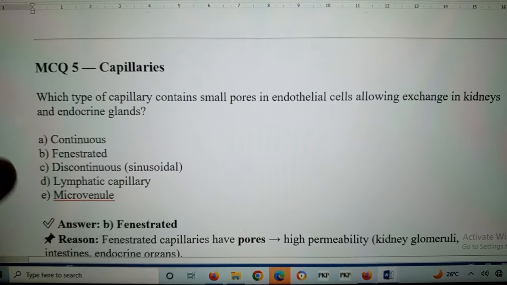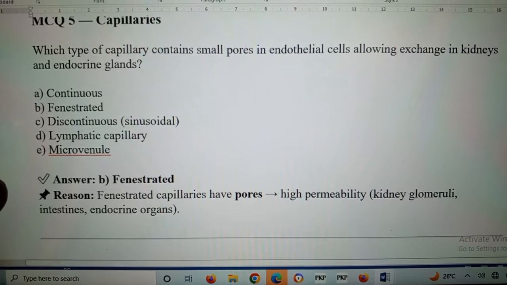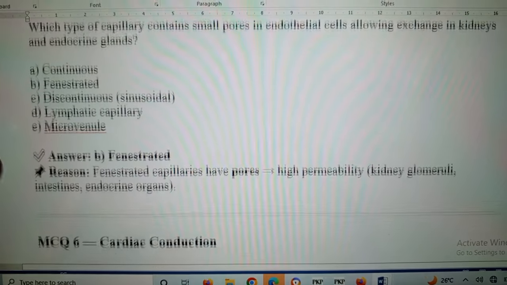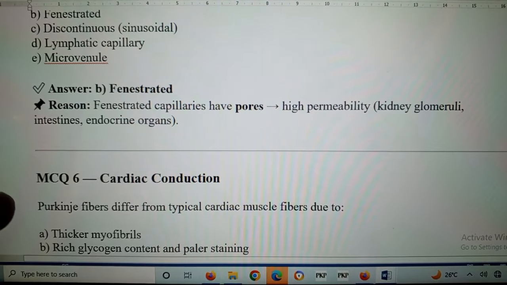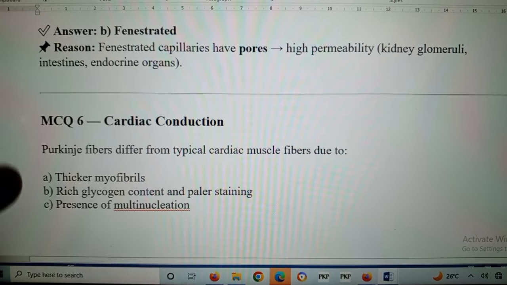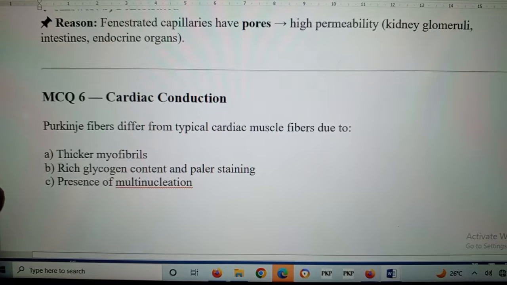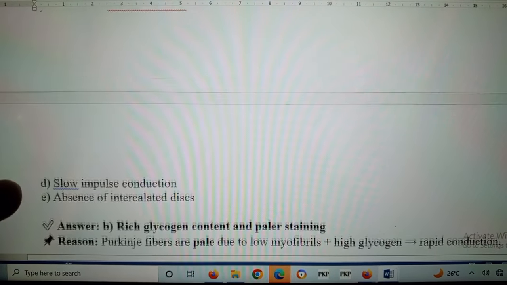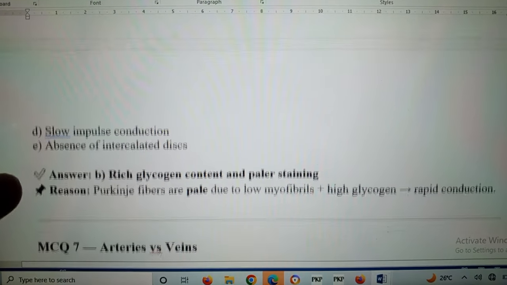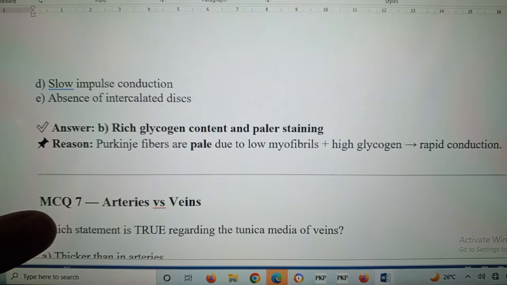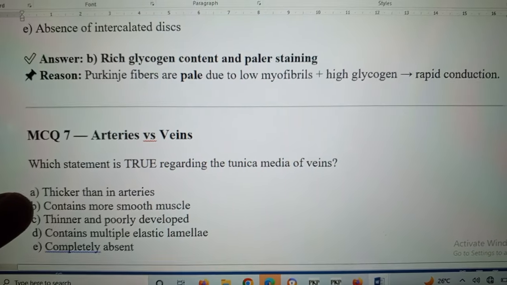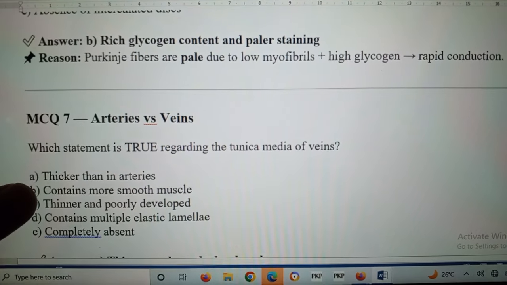Capillaries. Which type of capillary contains small pores in endothelial cells, allowing exchange in the kidneys and endocrine glands? Fenestrated. Fenestrated capillaries have pores, high permeability: kidney glomeruli, intestines, endocrine glands. Purkinje fibers differ from typical cardiac muscle fibers due to the rich glycogen content and paler staining. Reason: Purkinje fibers are pale due to low myofibrils plus high glycogen plus rapid contraction.